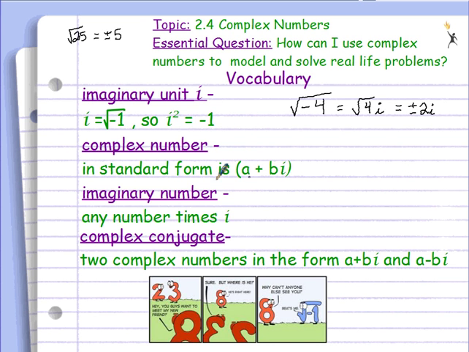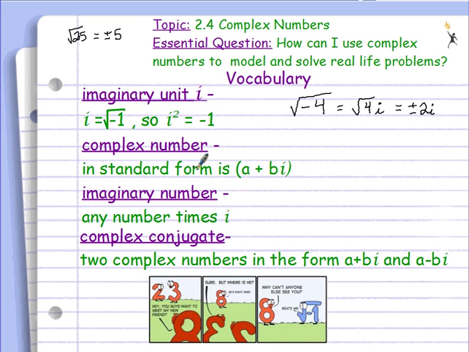So that's it. We have two rules. i is equal to the square root of negative 1, and therefore i squared is equal to negative 1, because if you square a square root, it cancels the root and you're left with the inside. So that's what we're going to deal with today: imaginary numbers.